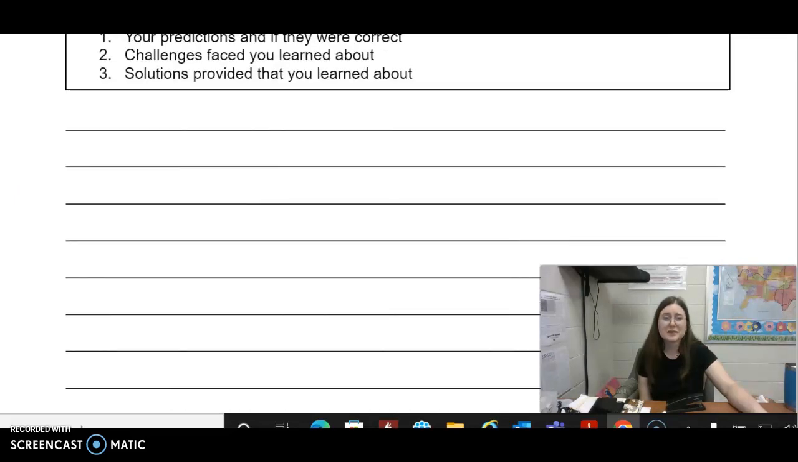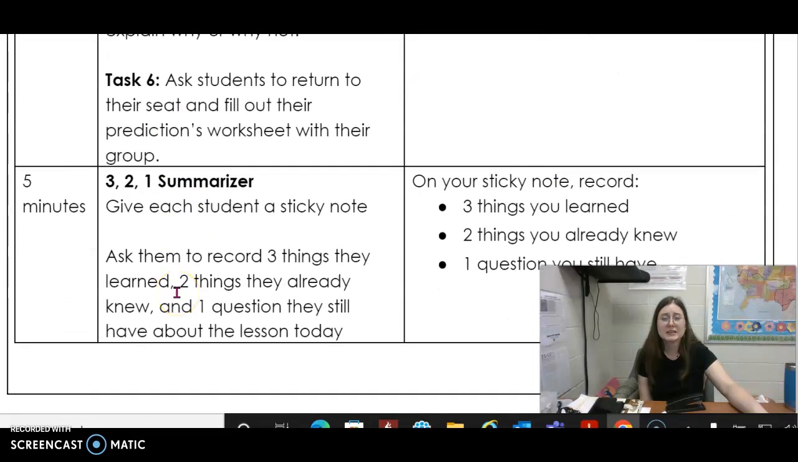To summarize this lesson, we're going to take 5 minutes just to put away all of the materials, regroup, and then allow students to, on one sticky note, do a 3-2-1 protocol summarizer, where students are going to list 3 things that they learned today, 2 things they already knew, and 1 question that they still have. And this will allow you, the teacher, to have a good understanding of students that might be struggling still, so we can form new groups the next day and provide necessary remediation if necessary.